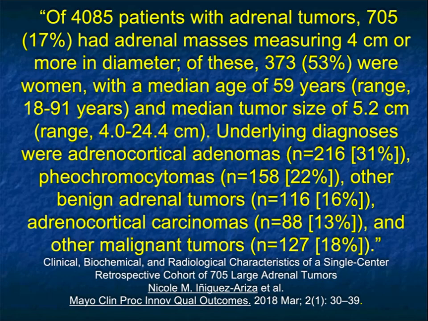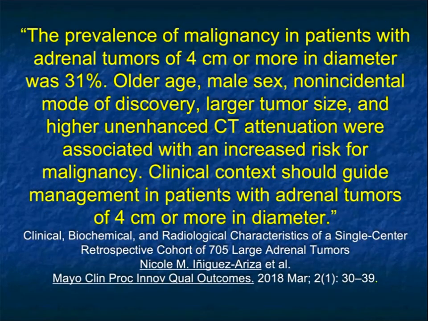Underlying diagnosis: a third of the cases were adenomas, 22% were pheos, 16% other benign tumors. Adrenal cortical carcinomas were 13%, and other malignant tumors were 18%. So 13 plus 18 is 31, so about a third of the cases were malignancies, which means 2/3 of the larger tumors were not malignancies. The prevalence of malignancy in patients with adrenal tumors of 4 cm or greater was 31%. Older age, male sex, non-incidental mode of discovery, large tumor size, and higher unenhanced CT attenuation were associated with increased risk for malignancy.